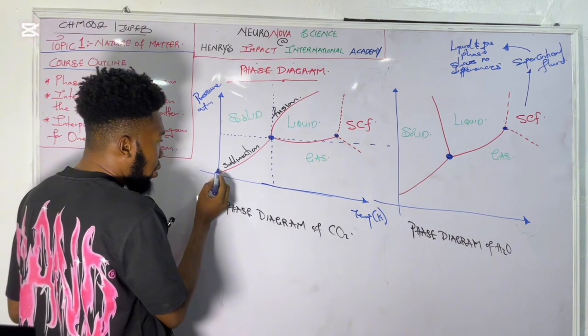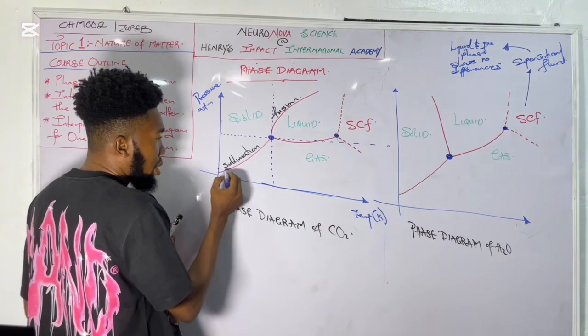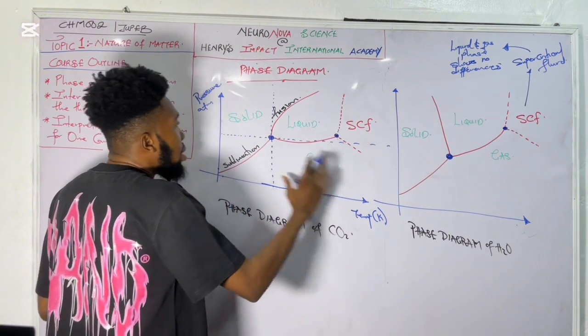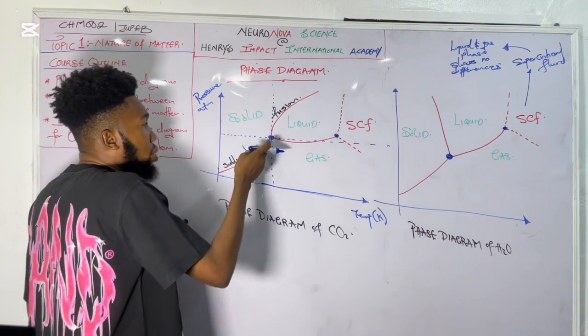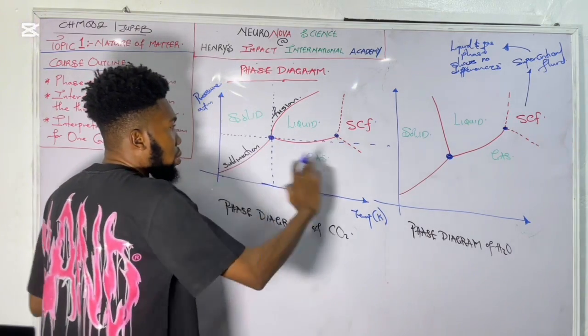So any pressure point along here that can touch these lines, I get to this point, can sublime. That's the thing. So any pressure or temperature within the sublimation line allows that substance to sublime, go from solid to gaseous state directly.